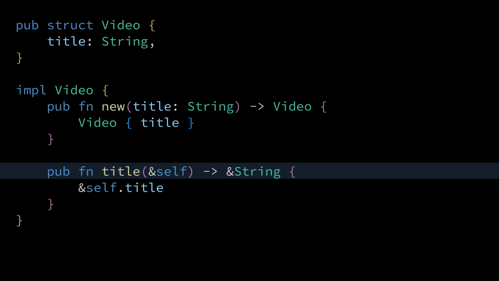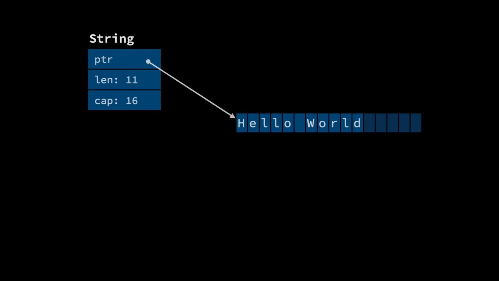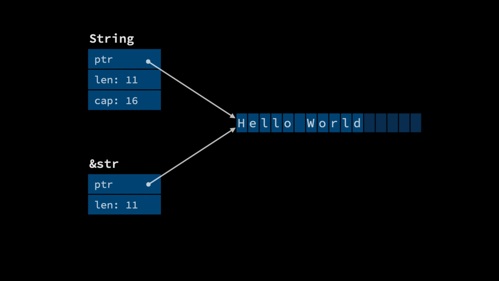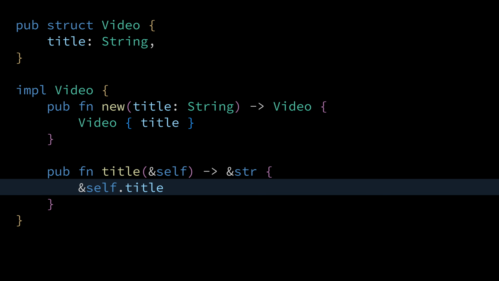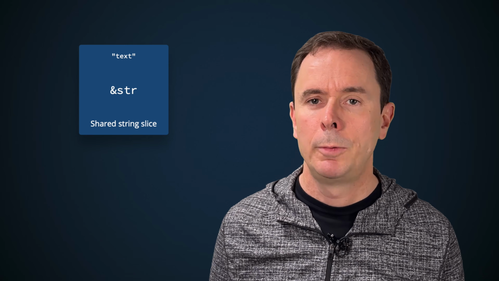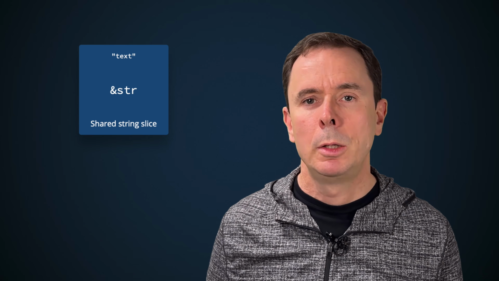I can change the return type to &str, all lowercase. This is a shared reference to a string slice, which means it points directly to the UTF-8 bytes of the string in the heap allocation. I don't even have to change the body of the method because the String type has the ability to automatically coerce the type. If you have a reference to a String struct, you can implicitly turn that into a reference to a string slice, str.